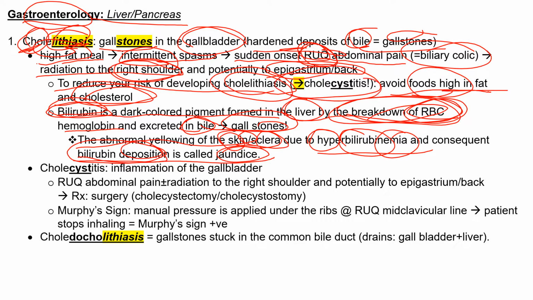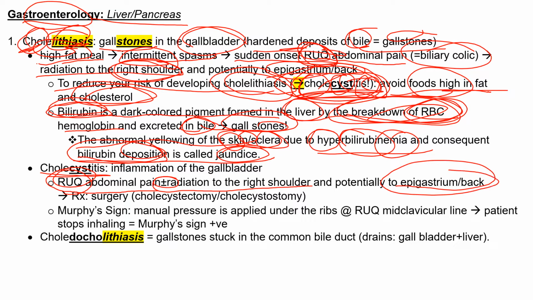Why is it important to not have cholelithiasis? Because cholelithiasis can lead to inflammation, itis, of the gallbladder, the bile bladder, so as to say, and this is not very good. Gallbladder inflammation is called cholecystitis. Obviously, it's also a right upper quadrant abdominal pain with or without radiation to the right shoulder, and as we said, epigastrium and back if the pancreas is involved.